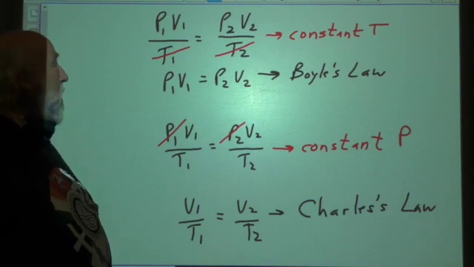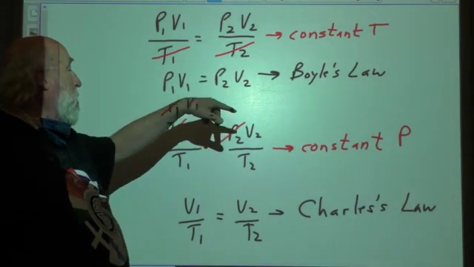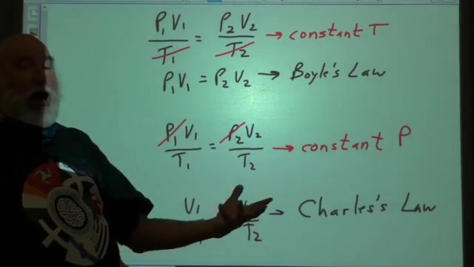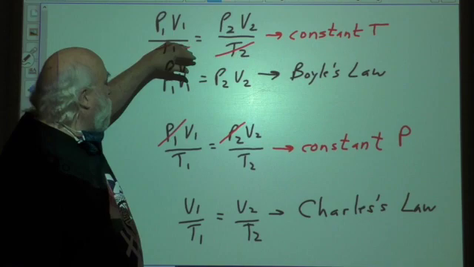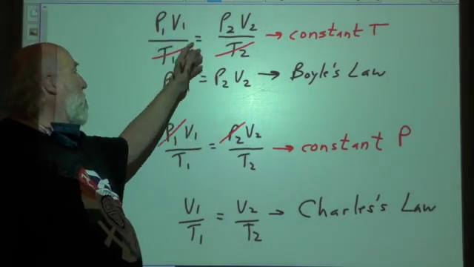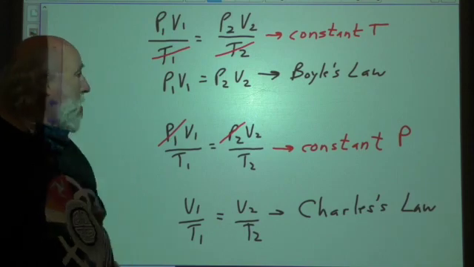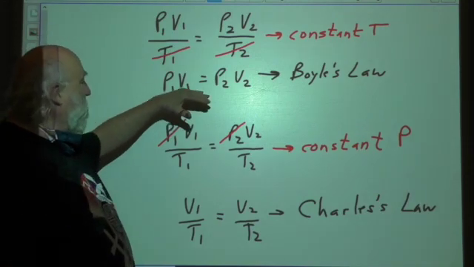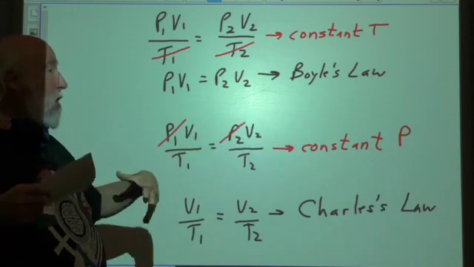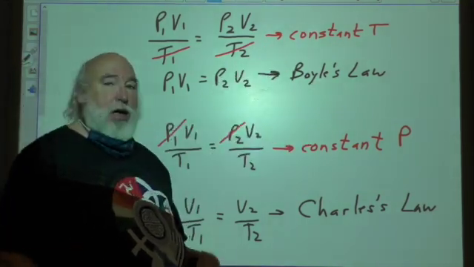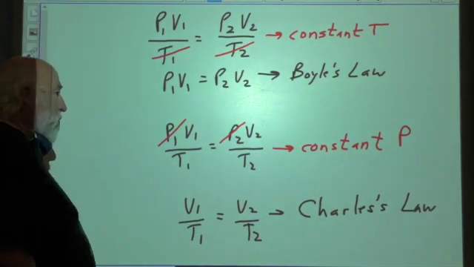We said the combined gas law is P1V1 over T1 equals P2V2 over T2. Now, if the temperature is constant, then those two terms drop out because you have the same number on both sides of an equal sign on the same side of the fraction. They will cancel out, and that leaves you P1V1 equals P2V2. That is Boyle's law. We said Boyle's law is at a constant temperature, and that the pressure and volume are inversely related to each other.